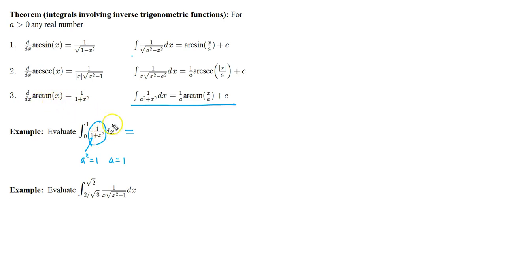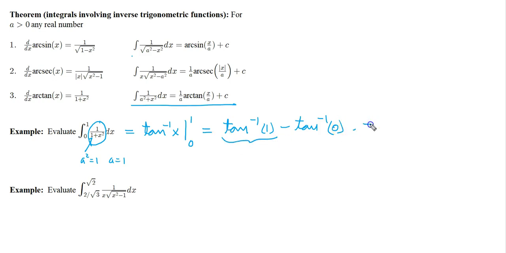And so following this rule right here, the antiderivative of 1 over 1 plus x squared is just going to be our arctangent. So this equals the arctan of x evaluated from 0 to 1. And evaluating this, we get the arctangent of 1, that's just pi over 4. And the arctangent of 0, that's just 0. And we get pi over 4.